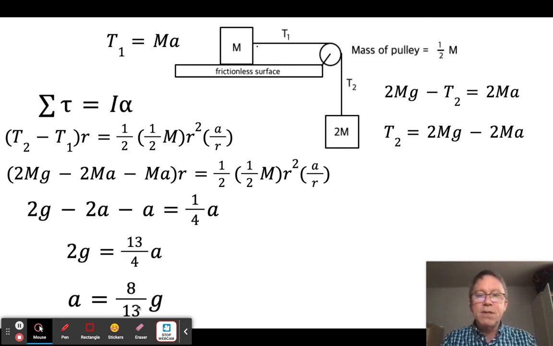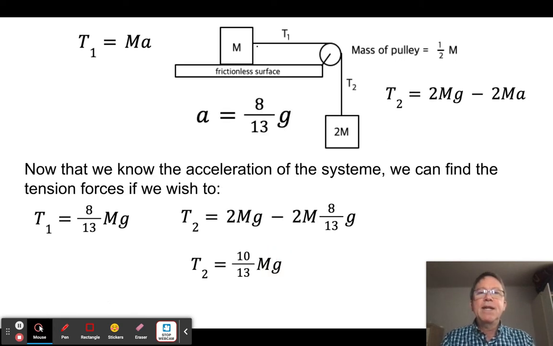Now that I know that A equals 8/13 G, which is a lot less than G, which is what we would expect, let's figure out what the tensional forces are. Maybe we're asked to do that. Well, that's really easy to do, because if A is 8/13 G, I just take that, put it here. Now I know what T1 is. There it is. What about T2? I just take this here, put it over here, and solve it.